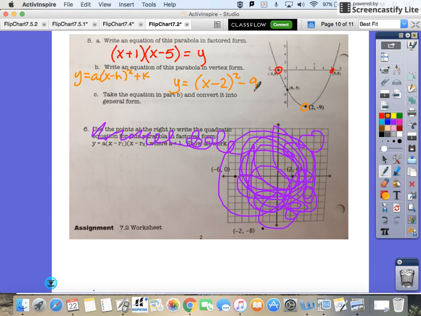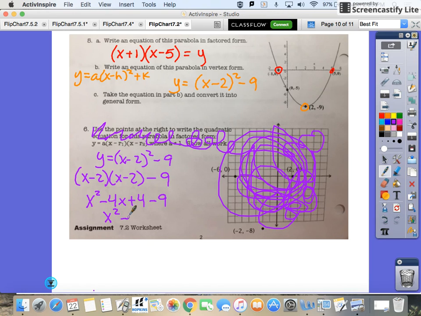Then it says take the equation in part B and convert it into general form. So part B is this equation. What we have to do is FOIL x minus 2 times x minus 2. This squared means there's 2 of them. And then we have minus 9 on the end. Negative 2 times negative 2 is 4. Negative 2 plus negative 2 is negative 4. So we get x squared minus 4x plus 4. And then we still have this minus 9 to carry down. When you combine that, it becomes x squared minus 4x minus 5. So here's our general form.